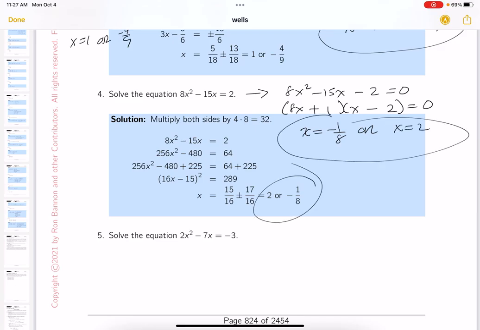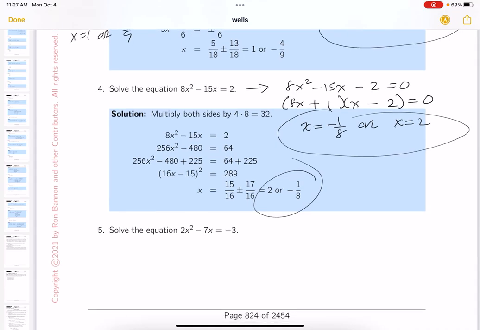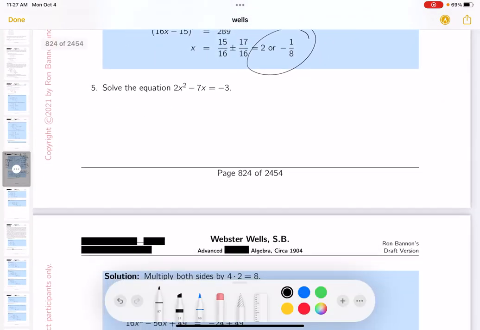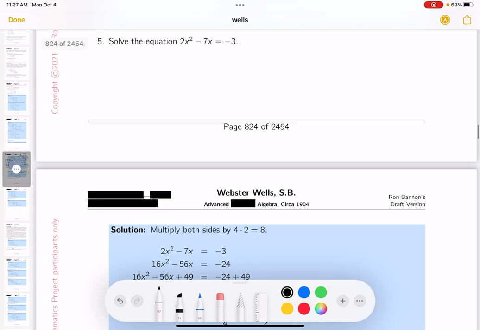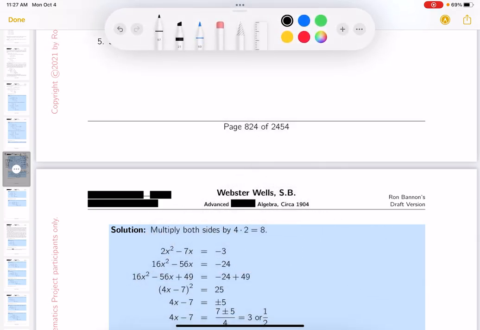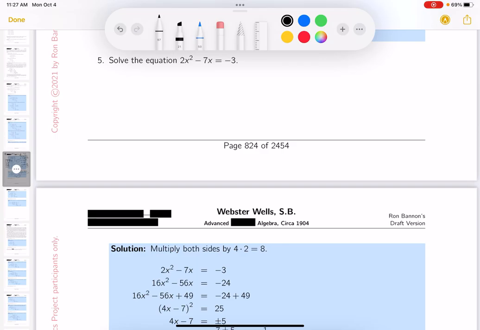You can use the quadratic formula or complete the square, whatever you want to do. I kid you not, the answer's not going to change. Let's see if we can do this one over here. And again, I'm not saying it's going to be the easiest thing in the world to do. Whoops, sorry about that. So let's take a look.